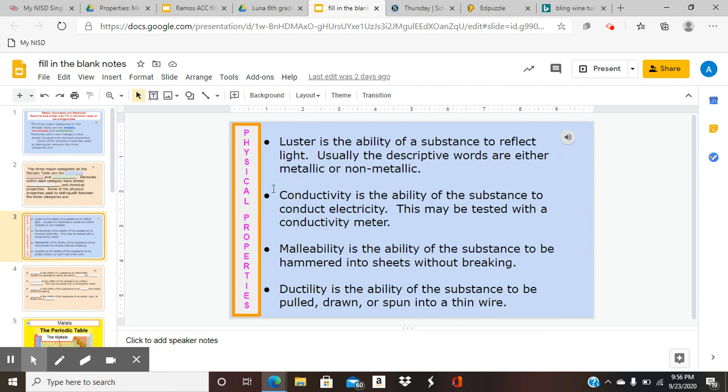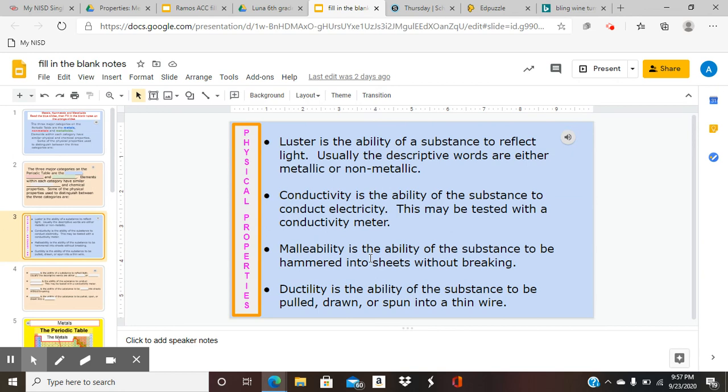Slide 3. Luster is the ability of a substance to reflect light. If it reflects light, it's metallic. If it doesn't reflect light, it's non-metallic, dull. Conductivity is the ability of a substance to conduct electricity. This will be tested with a conductivity meter. When you use a conductivity meter, if the light turns on, that means it does conduct electricity. If it doesn't turn on, then it doesn't conduct electricity.